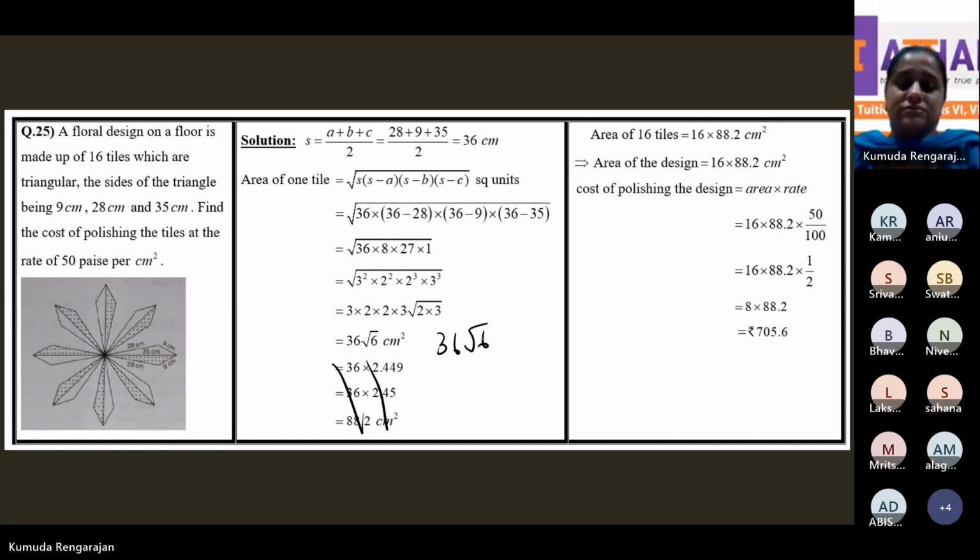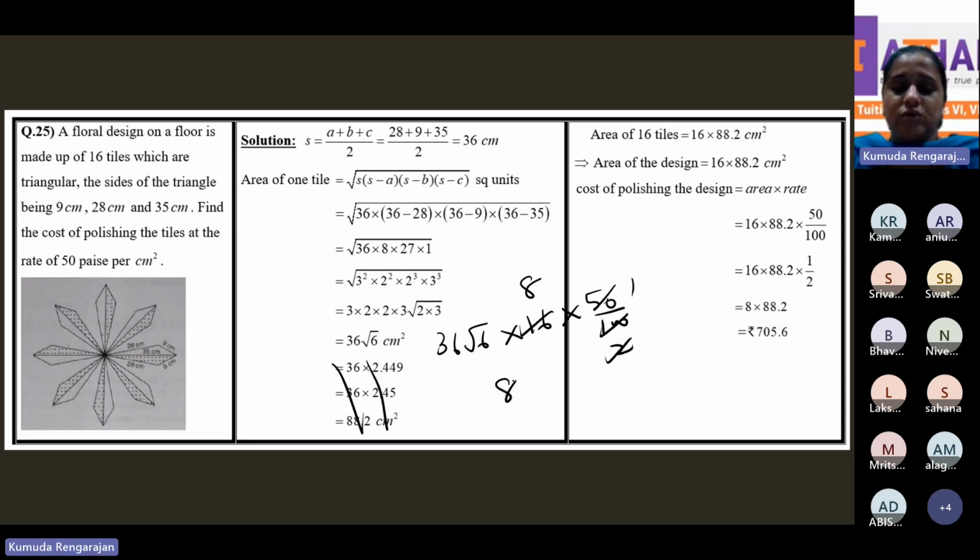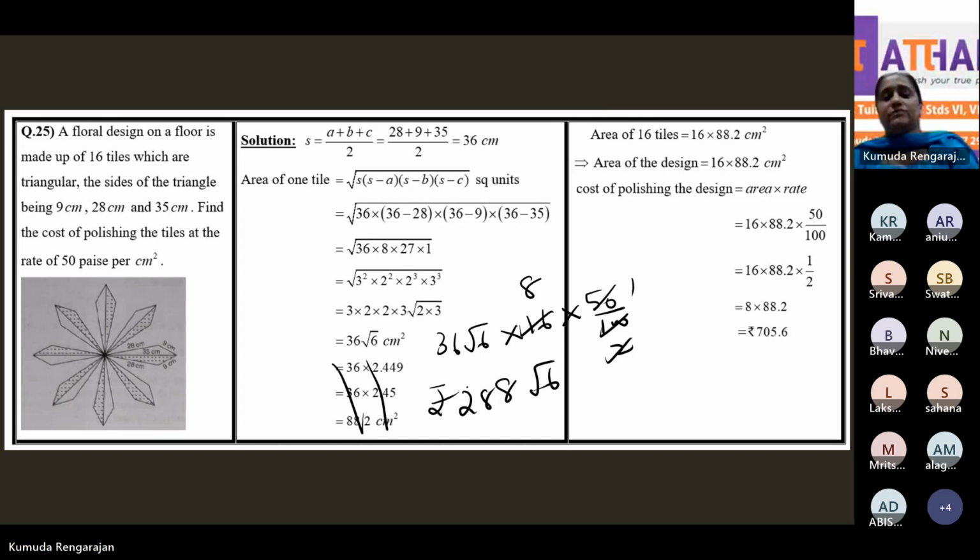This is the area of one triangle. So for 16 triangles, 16 into 50 by 100. 1 times 2, 2 times 1 is 2, 2 eights are 16. Now 8 sixes are 48, 8, 4 carried over. 8 threes are 24, 28, so 288 root 6 rupees. You should leave it like this. If the value of root 6 is not given, you should leave it like this: rupees 288 root 6. Understood?